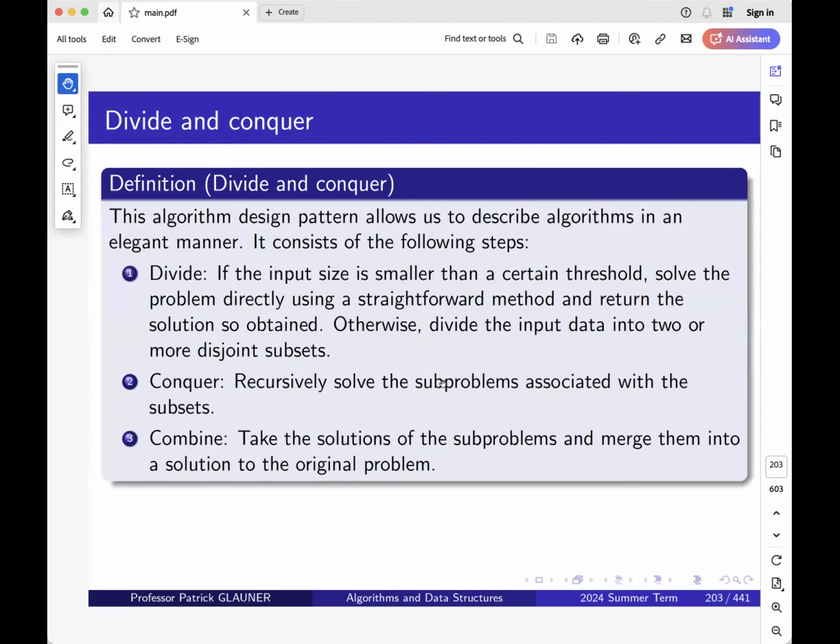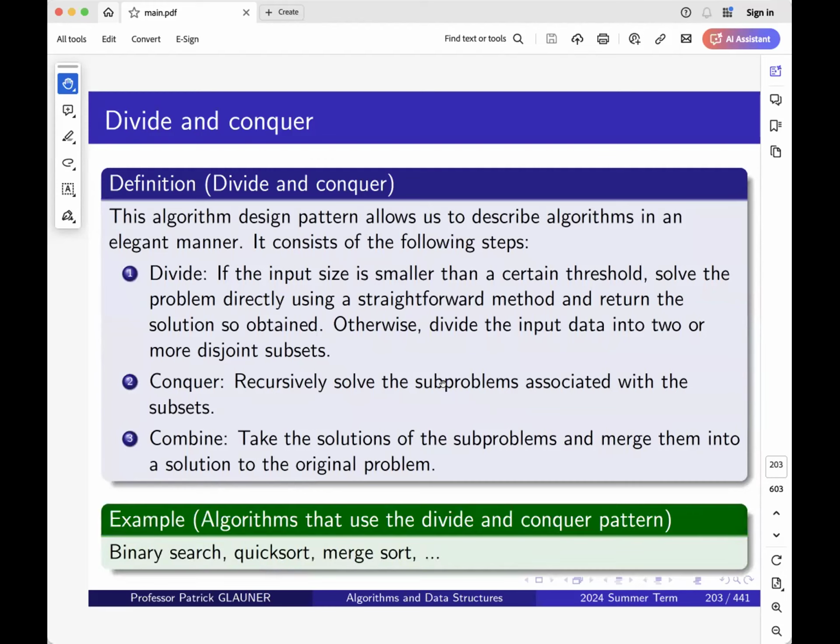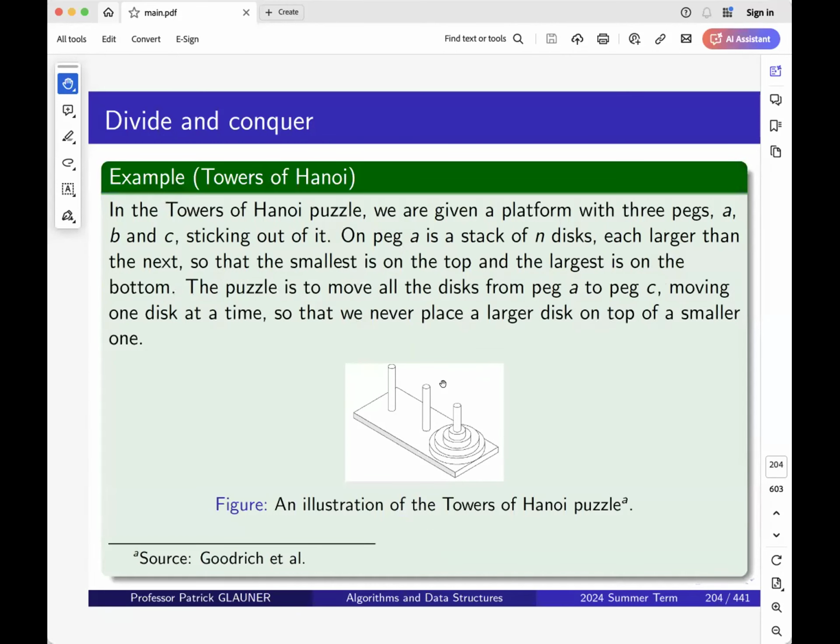We also looked at a concept that is called divide and conquer, which means you have a big problem that you cannot solve directly, so rather you break it into smaller problems, you solve them, and then you combine those solutions. And one classic example is Towers of Hanoi, but we will see many more examples of divide and conquer.